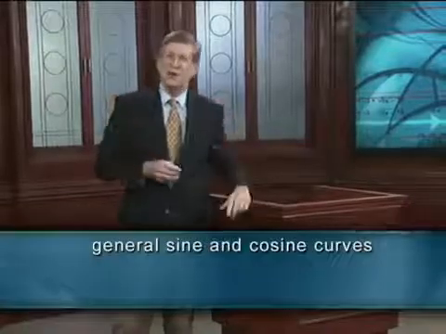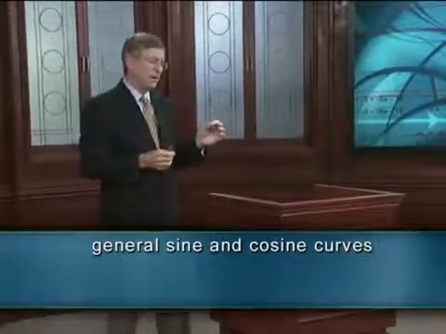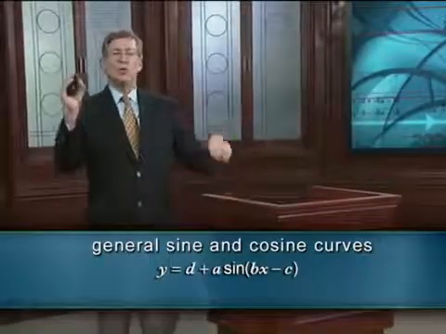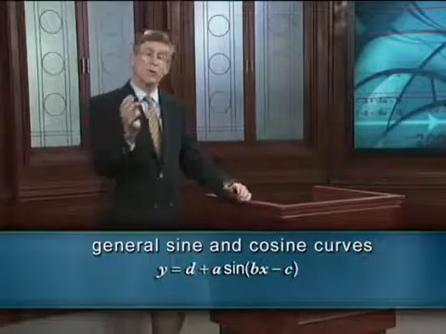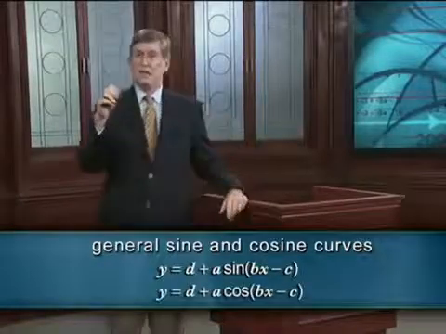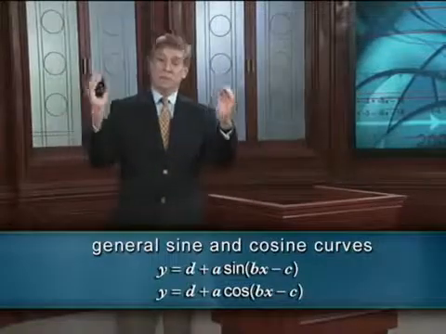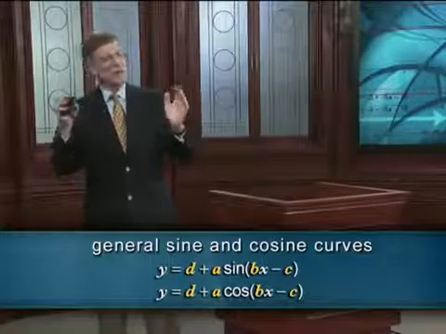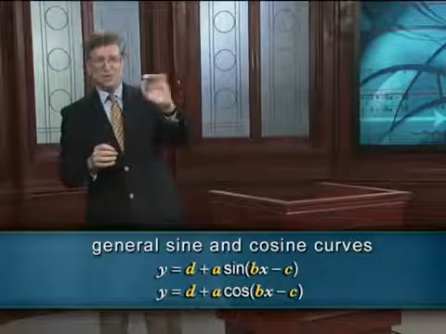Okay, so that wasn't so bad. Putting a constant out in front didn't upset us too much. But now I'd like to look at sort of a whole class of functions. I want to talk about what we call the general sine and cosine curves. And these are curves of the following form. y equals d plus a sine quantity bx minus c, and the corresponding cosine equation y equals d plus a cosine bx minus c.